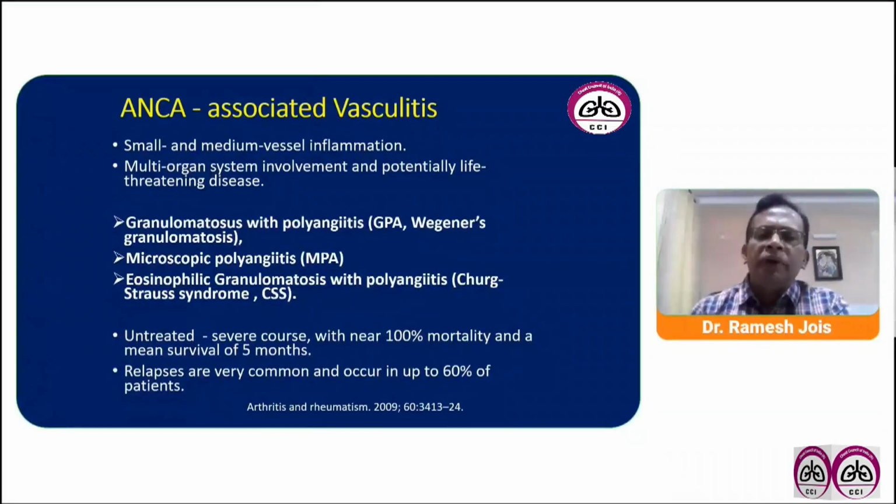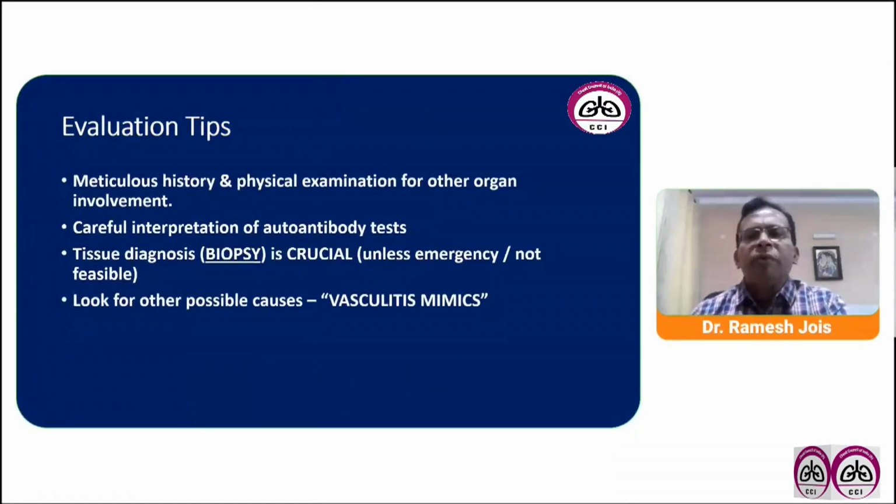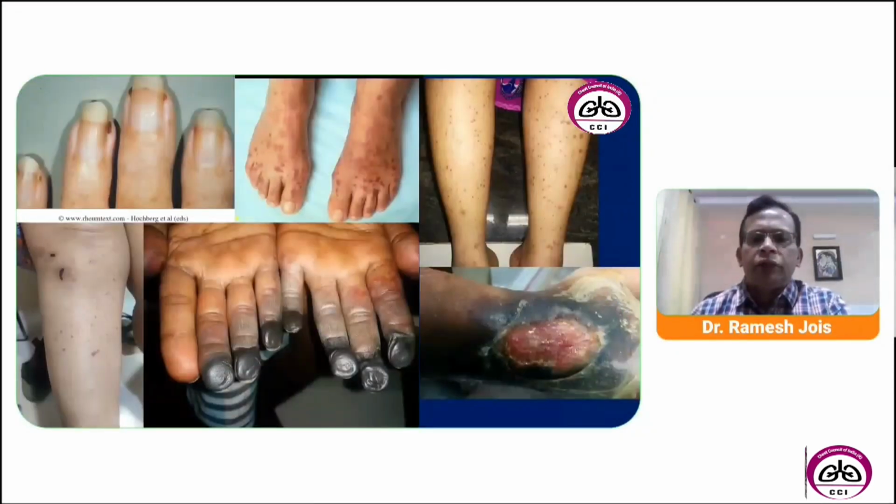The previous speakers have already alluded to the radiology, clinical aspects, and other things. So from a practical point of view, I'll go through a few evaluation tips. One of the most important is a meticulous history and physical examination for other organ involvement, careful interpretation of autoantibody tests, the importance of tissue diagnosis or a biopsy, and looking for other possible causes. So this is the overview of my presentation.